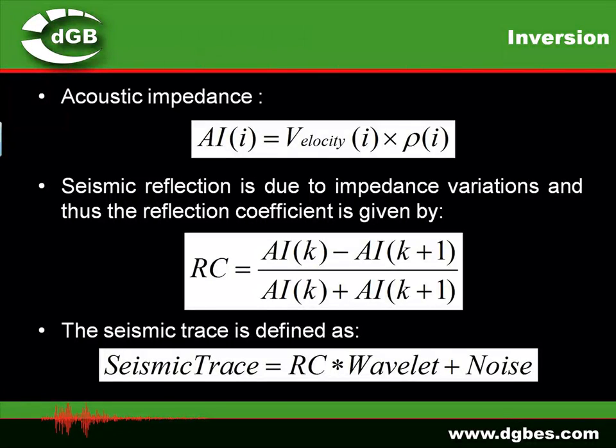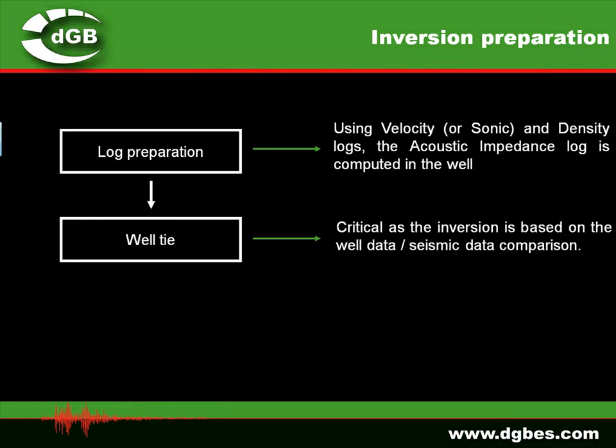The acoustic impedance is given by the multiplication of the velocity and density. So you can compute that very easily in the wells. The seismic reflection is defined as the impedance contrast. And the seismic trace is defined as the convolution of the reflectivity series with the wavelet. And of course you have to add a little bit of noise because we are in a real environment.